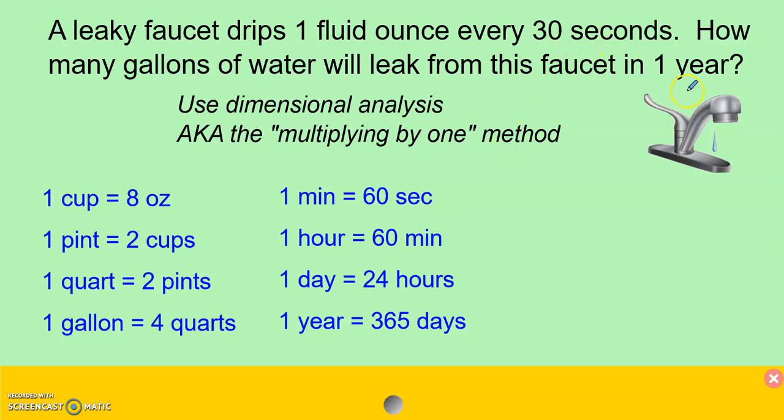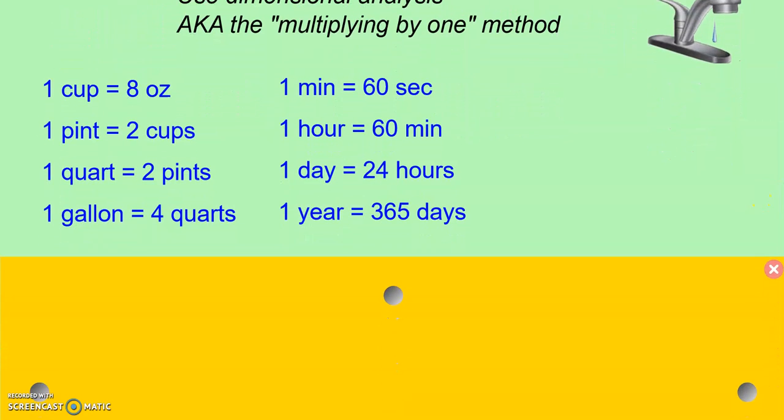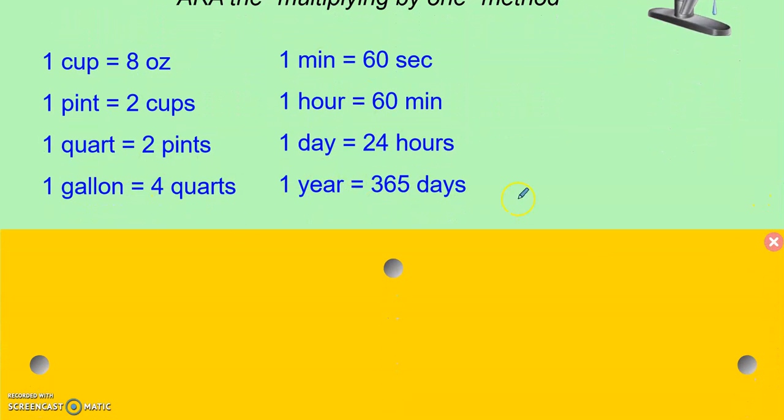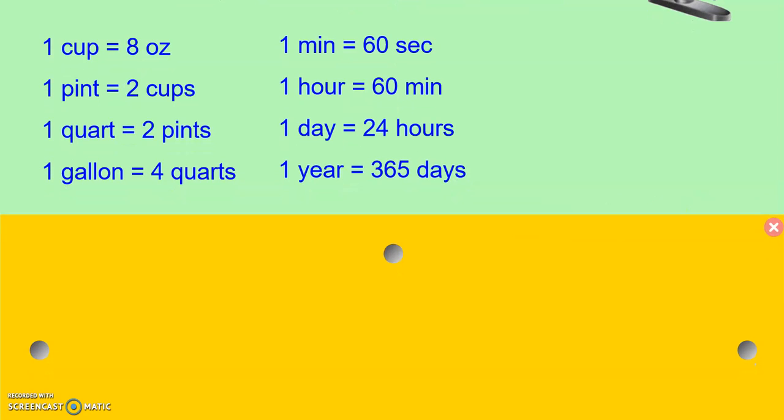And then I also need to change seconds to years, so you need to think about the fact that there are 60 seconds in a minute, 60 minutes in an hour, 24 hours in a day, and we're going to use 365 days in a year because most years have 365 days. So these are all the conversion factors that I'll need to do this problem.